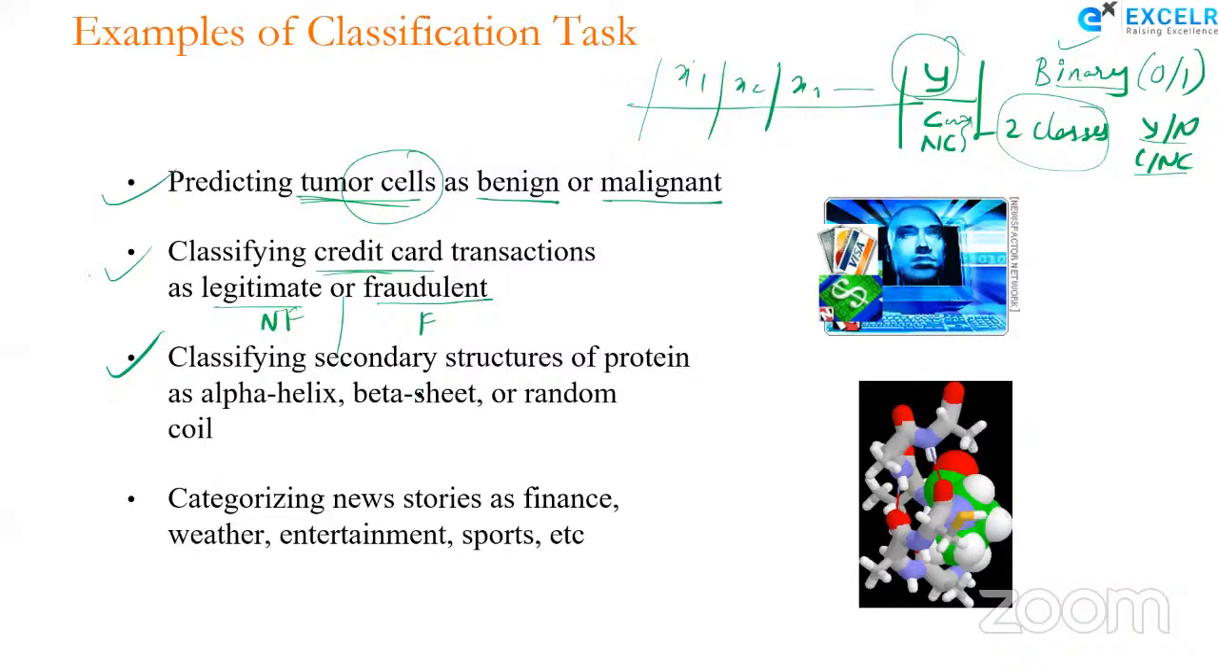You can also classify protein structures such as alpha helix, beta sheet, or random coil. Here you can see that we have multiple classes. This is called a multi-class classification when you have more than two classes. When you just have two classes, it is called binary classification. But when we have more than two classes, that is called a multi-class classification.